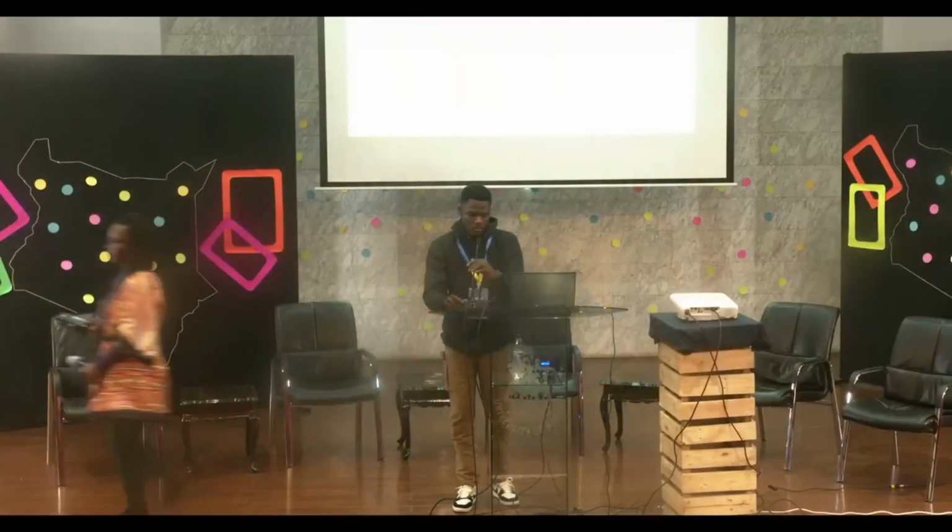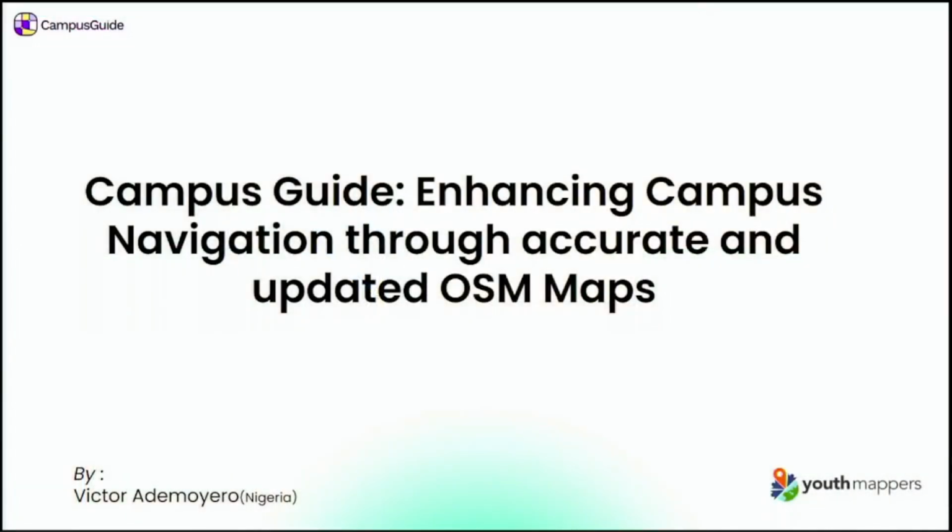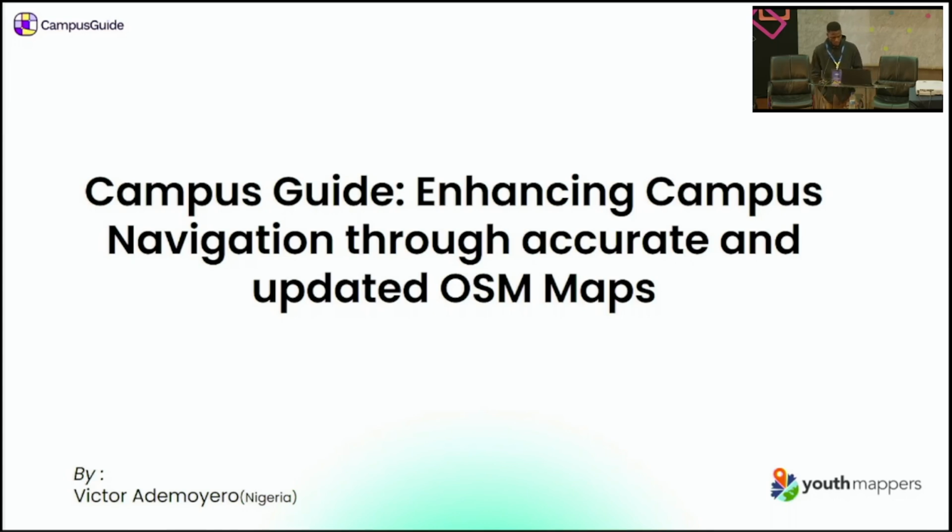Hello, everyone. My name is Victor Ademoye, and I'm from Nigeria. I'm currently the YouthMappers Regional Ambassador for the Global Technical Support Team. Part of my last work with YouthMappers during my tenure is to develop something for YouthMappers chapters globally, starting with integrating these applications with chapters in Africa. So, Campus Guide: enhancing campus navigation through accurate and updated OSM maps.